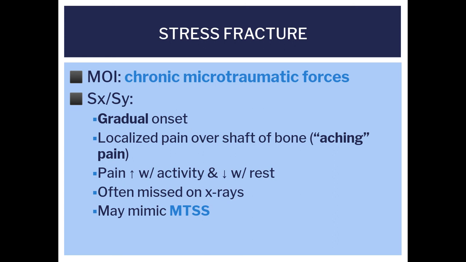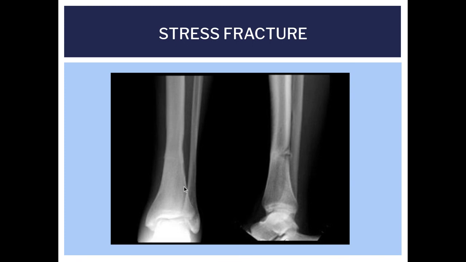Sometimes they can be missed on x-rays just because the fractures can be so small. And then it can also mimic MTSS, which is medial tibial stress syndrome. So that's just the fancy medical way of diagnosing someone with shin splints. And so if you look at this x-ray, this is a healthy bone, or it might be just a different side of it, I think. But the stress fracture, I don't know if you can see, is right there. So it's relatively small looking compared to the other fractures we've looked at, but it's still a fracture nonetheless.